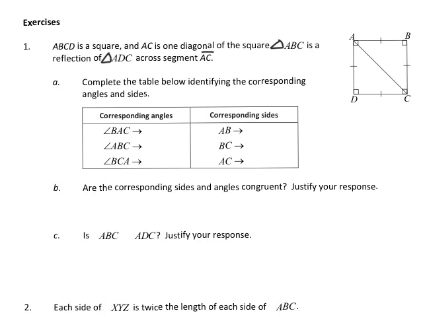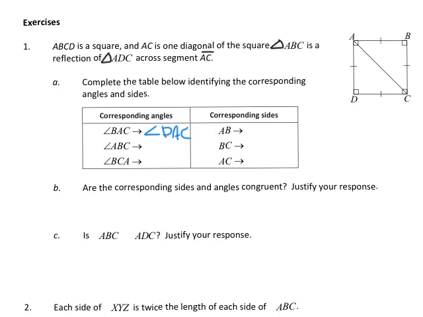And now we're going to write down all the corresponding parts. Complete the table below, identify the corresponding angles and sides. The order matters. So angle BAC, when I reflect over this line, is going to be angle DAC. And this is the only way you can write it. It's the only way that's correct, angle DAC, because B corresponds to D, A corresponds to A, and C corresponds to C. So the next one, angle ABC.